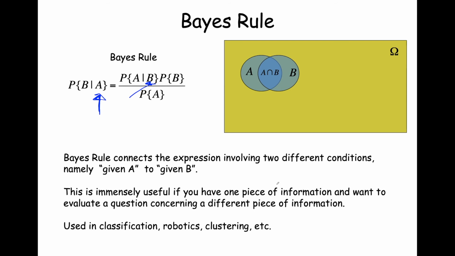And this is immensely useful if you have one piece of information and you want to evaluate a question concerning a different piece of information. This is used all over the place in classification, in robotics, in clustering, lots and lots of applications. But we're going to consider this as a way of defining a classifier. But before we can talk about that machinery of defining a probabilistic classifier, we absolutely have to talk about what conditional probability is and what Bayes' rule is.